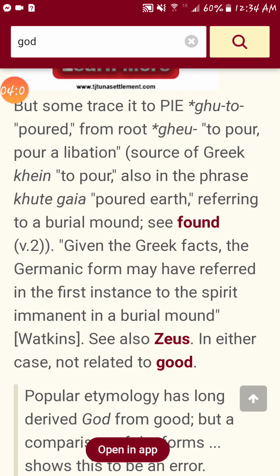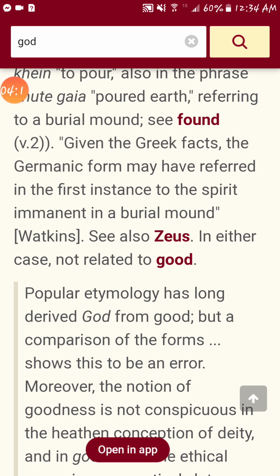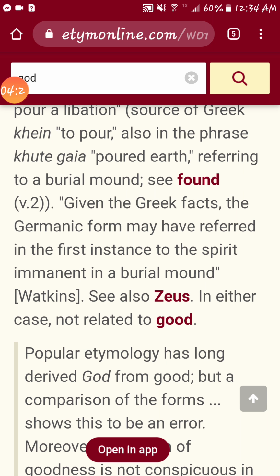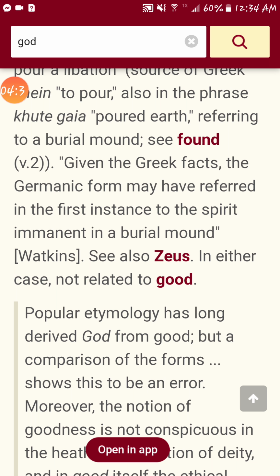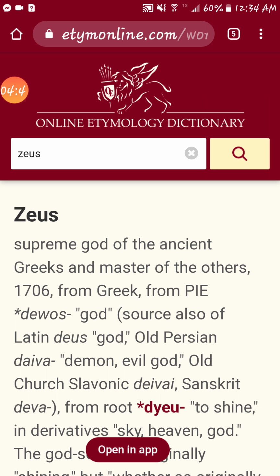Okay. I'm going to skip a little bit because I want you to see how it says see also Zeus. Whenever you read etymology, whenever it says see also and gives you another word to go look at, it is important that you go and look at it because it helps you understand where that word comes from and what it means. But I'm going to skip found and good just for the sake of what I'm trying to teach today. You can do that on your own time. I'm going to click on Zeus because that's important, because God is Zeus.